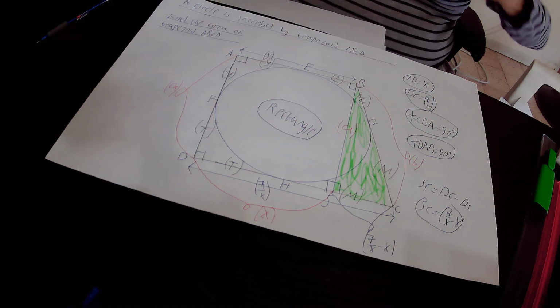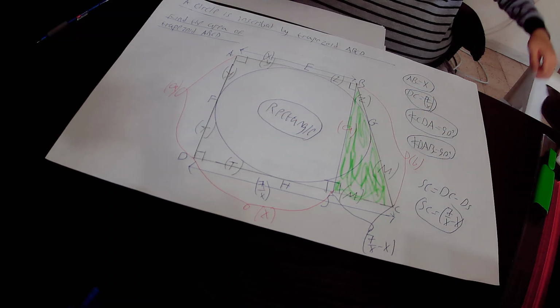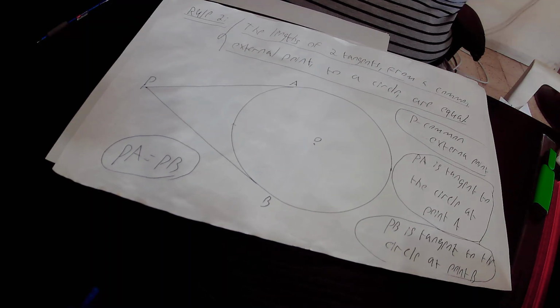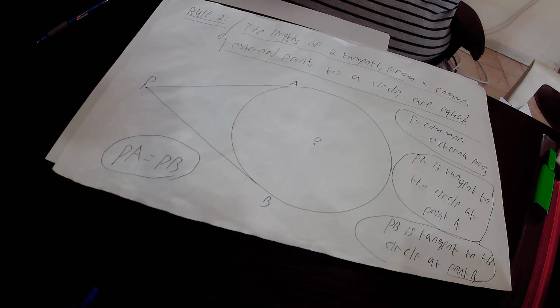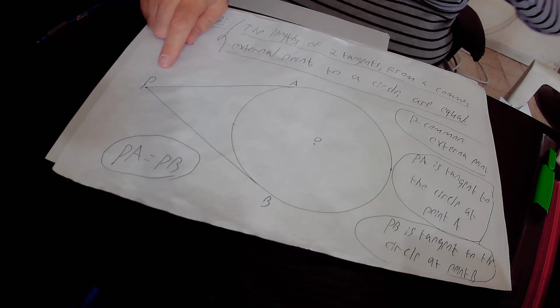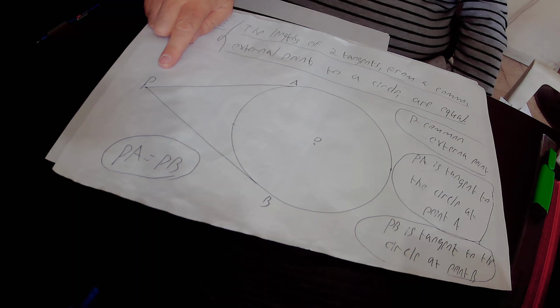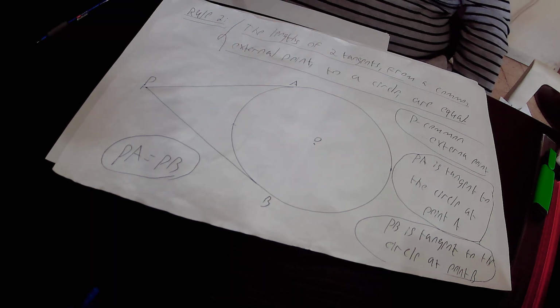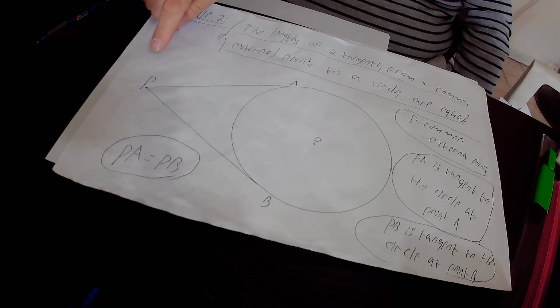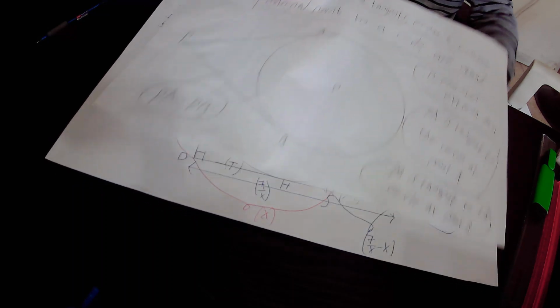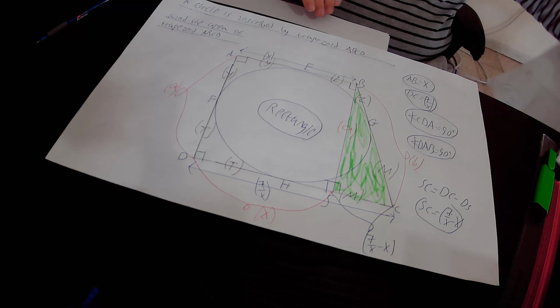So here we can implement rule 2. I'll repeat quickly on rule 2. According to rule 2, the lengths of two tangents from a common external point to a circle are equal. So in the drawing we have a circle, and this is the common external point, point P. From this common external point, point P, we have two tangents to this circle, tangent PA and tangent PB. And according to rule 2, they are equal to each other. That is to say, PA equals PB. We can actually implement rule 2 in our drawing.